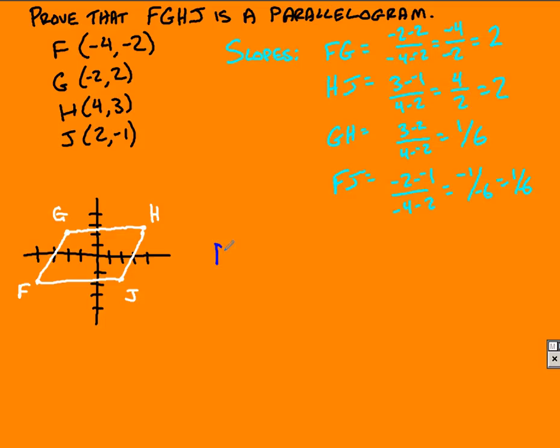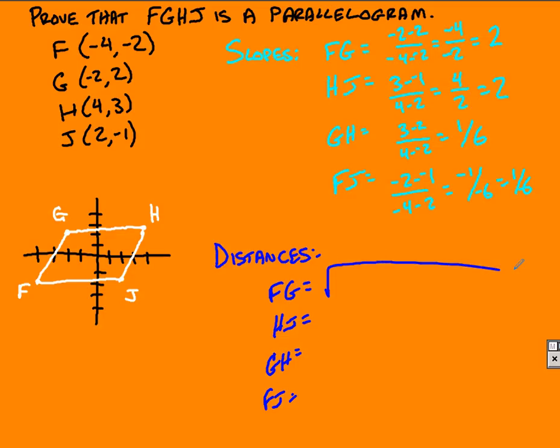Now the other thing I can do is look at the distances, the lengths of the sides. Because if opposite sides are congruent to each other, then we must also have a parallelogram. So we'll do the same ones. FG and HJ should be the same, and then GH and FJ must also be the same. So let's see if they are. With FG, we'll take the square root of, subtract the x's, negative 4 minus negative 2 and square them. Subtract the y's, negative 2 minus 2 and square them. 2 squared is 4. This will become 4 squared is 16. So the square root of 20.